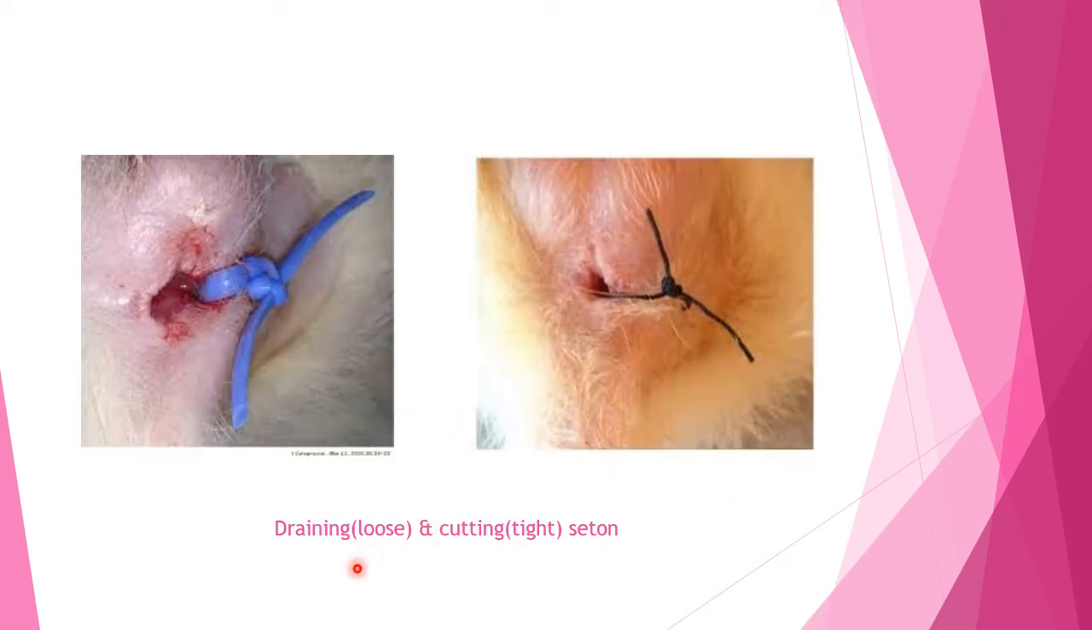Okay, these are two cases. There are two types of setons, draining and cutting. The draining setons are tied loosely. Their purpose is to drain out whatever infection or pus is being collected inside through these setons. Whereas the tightening or cutting seton is applied tightly against the perianal wall. As a result, the sutures slowly cut and heal through the superficial sphincter muscles as well. So this is the cutting seton, this is the draining seton.